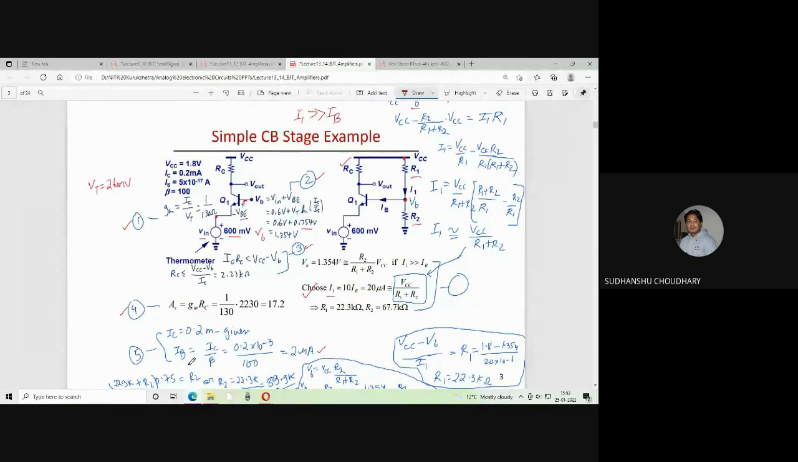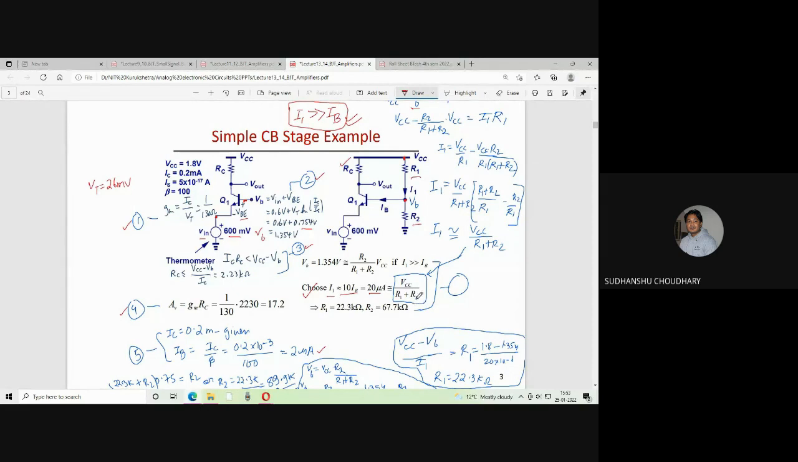Now if I1 has to be much greater than IB, let us assume that I1 is 10 times IB. That is 10 times 2, that is 20 microamperes. So I1 is 20 microamperes and I1 is equal to VCC by R1 plus R2. So I get a relation that I1 is VCC by R1 plus R2.